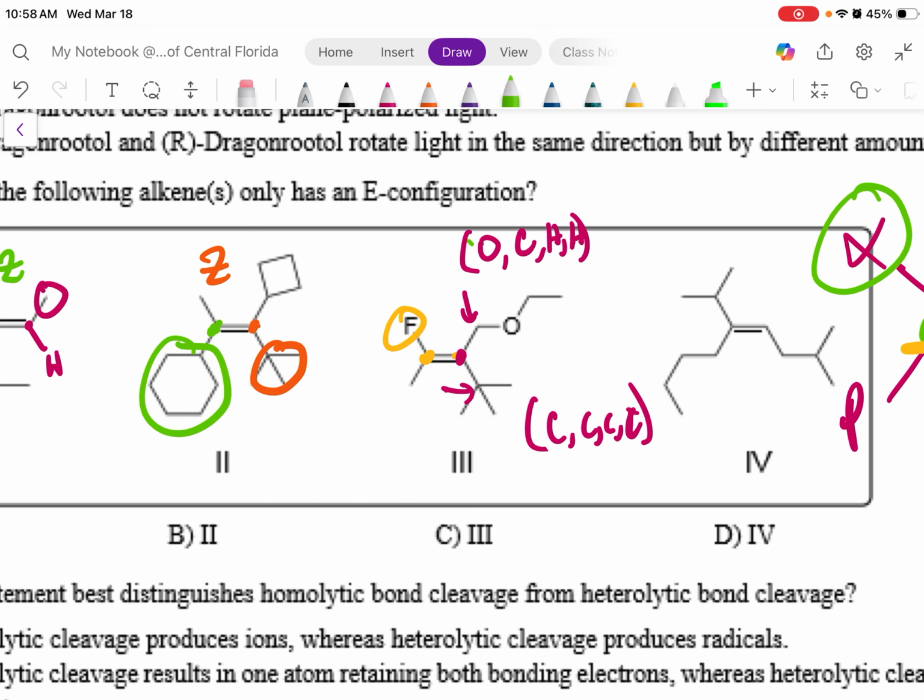And then when we compare oxygen to carbon, we see oxygen has the largest atomic mass, making this group right here the higher priority. Hence, compound 3 is going to be a Z.